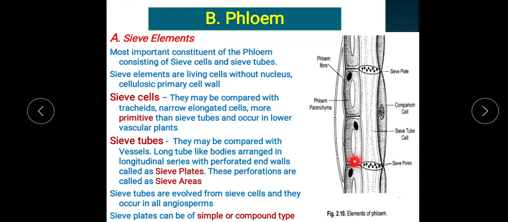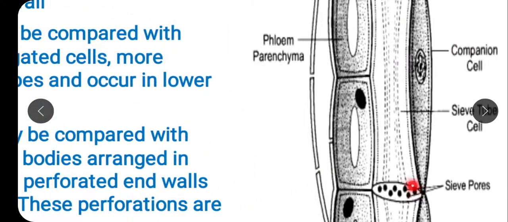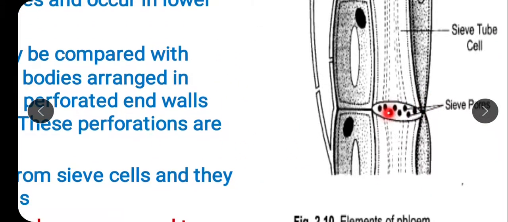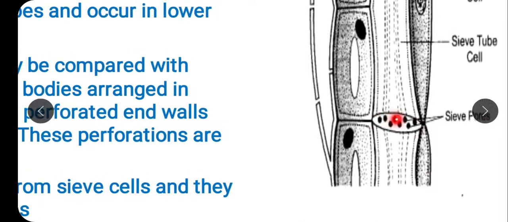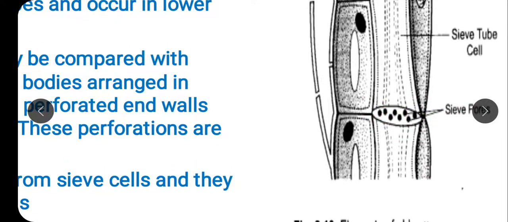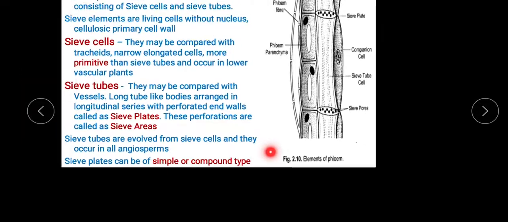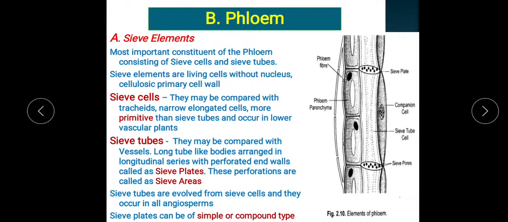These perforated end walls are called the sieve plates, and the perforations in the sieve plates are called the sieve areas. So here you can see this total plate-like structure is called a sieve plate, and these small perforations or openings are called the sieve areas or the sieve pores. Okay, the sieve tubes are evolved from the sieve cells, and they occur in all angiosperms.